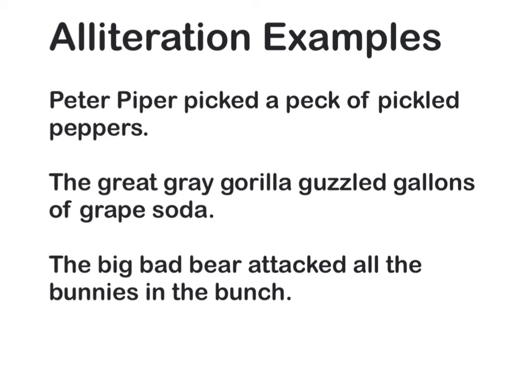Here's some examples of alliteration. Peter Piper picked a peck of pickled peppers. You can see that the P sound is repeated. The great gray gorilla guzzled gallons of grape soda. You can see that the G was repeated. And in the last one, the big bad bear attacked all the bunnies in the bunch. The B is repeated. So a lot of tongue twisters are examples of alliteration. But anytime two or three words in a row are repeated, that can be examples of alliteration. Pick your favorite here to write in the ISN as an example.